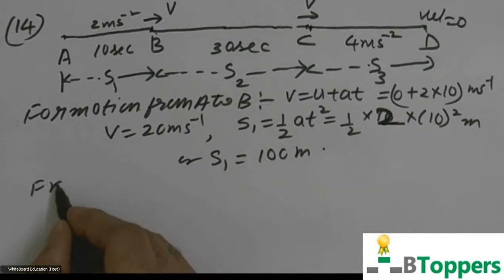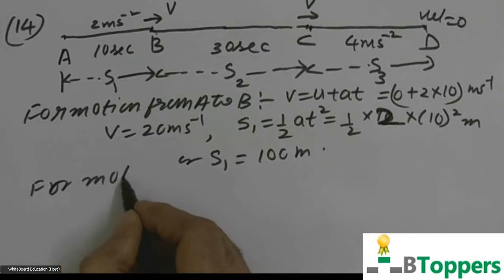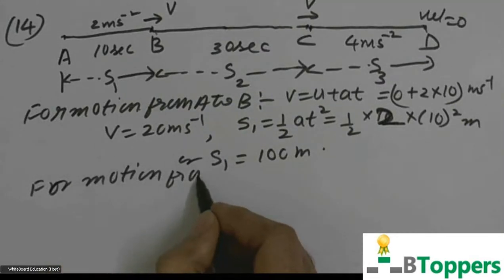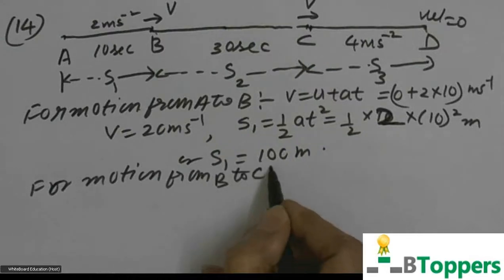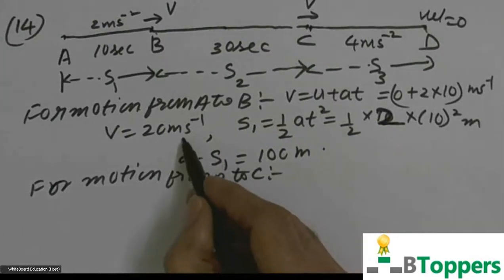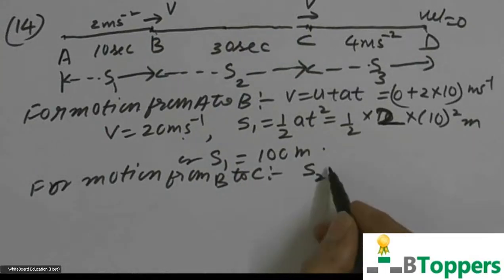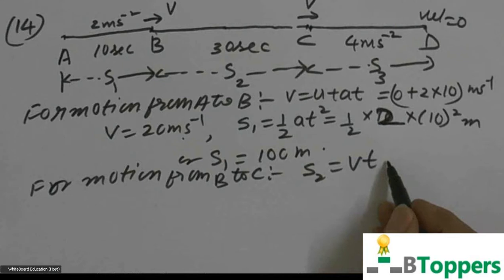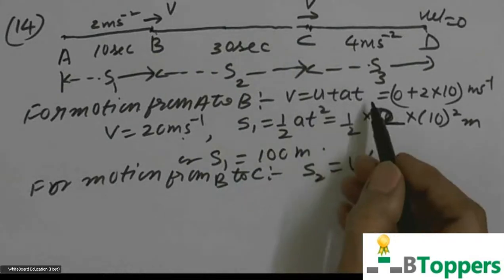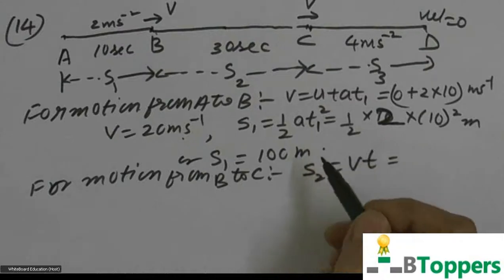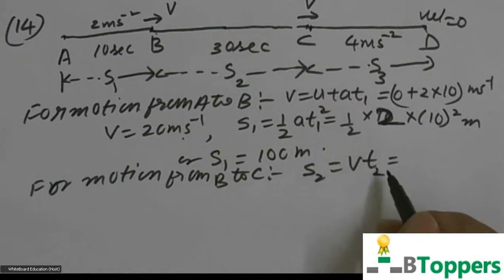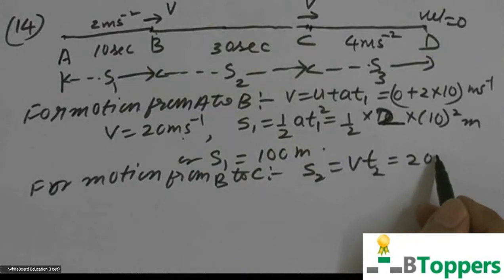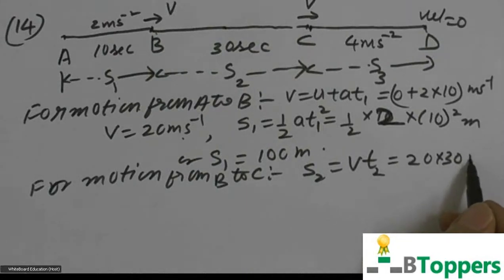So for motion from B to C, it moves with uniform speed of v equal to 20 meter per second for 30 seconds. So the distance traveled from B to C can be written as v into t, the time of motion from B to C. Otherwise, you can denote the time of motion from A to B by t1 and the time of motion from B to C by t2. So 20 into 30 meters, or 600 meters.